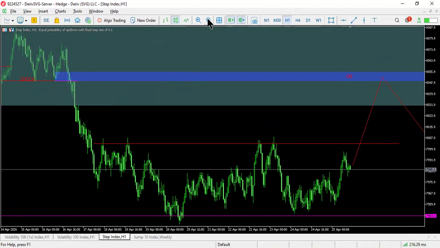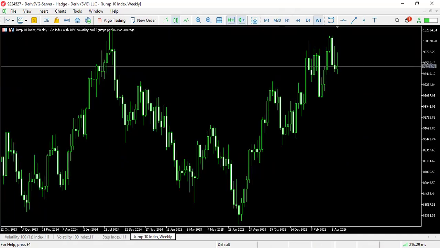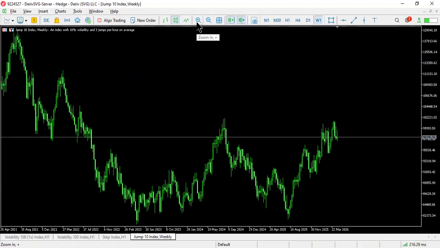Now, moving on to our last index, which is the jump index. This one, I'm just back testing it. I just added it to my pair of indices I'm observing because I liked the movements on jump index. Therefore, this one is an index I'm still back testing. So let's go ahead and break down jump 10 index.